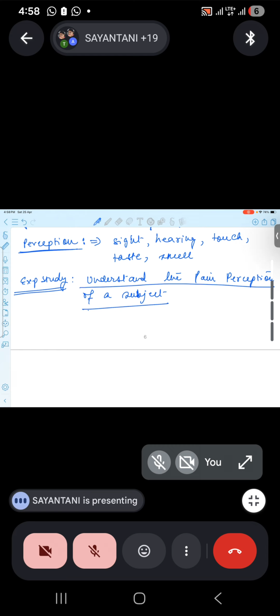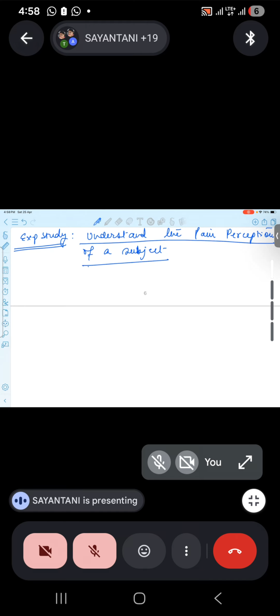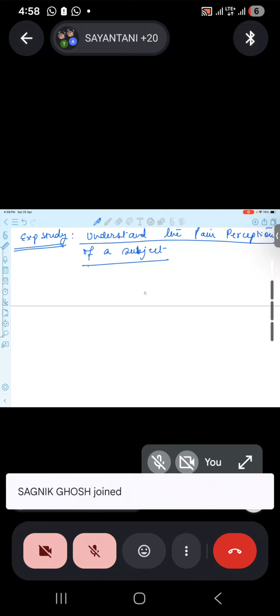Okay, so this is what we are going to assess. For this experiment, our main objective is to understand the sensitivity levels of pain from subject to subject, because the same sensation of pain can be extremely painful to one subject, can be moderately painful to some other subject, and can be just a simple form of touch without inducing any pain to some other subject.